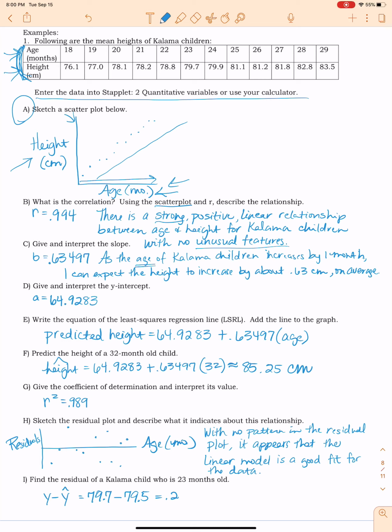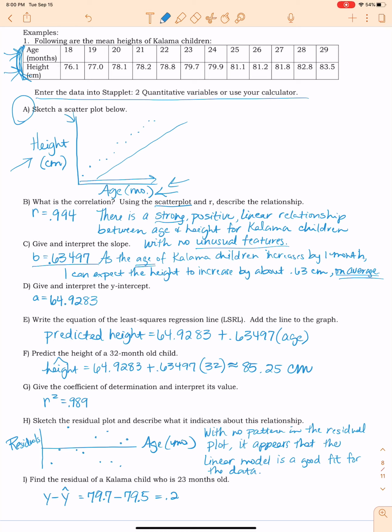What can I expect the response variable to do? I can expect the response variable, in this case height, to increase by about 0.63 centimeters on average, because that's my slope right there. And don't forget that on average part. Kids leave that off like it's not important, but here's what you have to remember. Is every Kalama child going to increase their height by 0.63 every month? No. It just means on average, that's what I can expect to see.